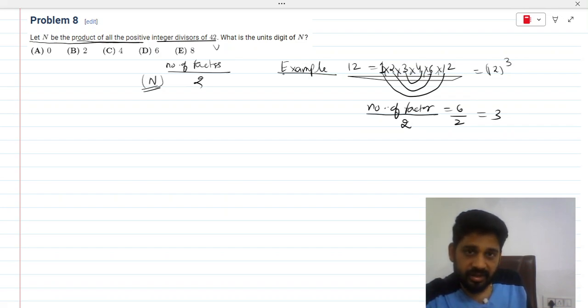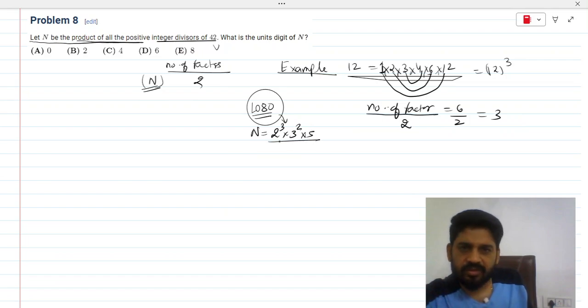For a bigger number, suppose you want the product of factors of 1080, so you have to calculate the number of all the factors. Okay, so you have to prime factorize first, that will become 2 cube, 3 cube multiply 5, so that will be the prime factorization. Then you can write all the factors. 4 multiply 4. I hope you know this formula.